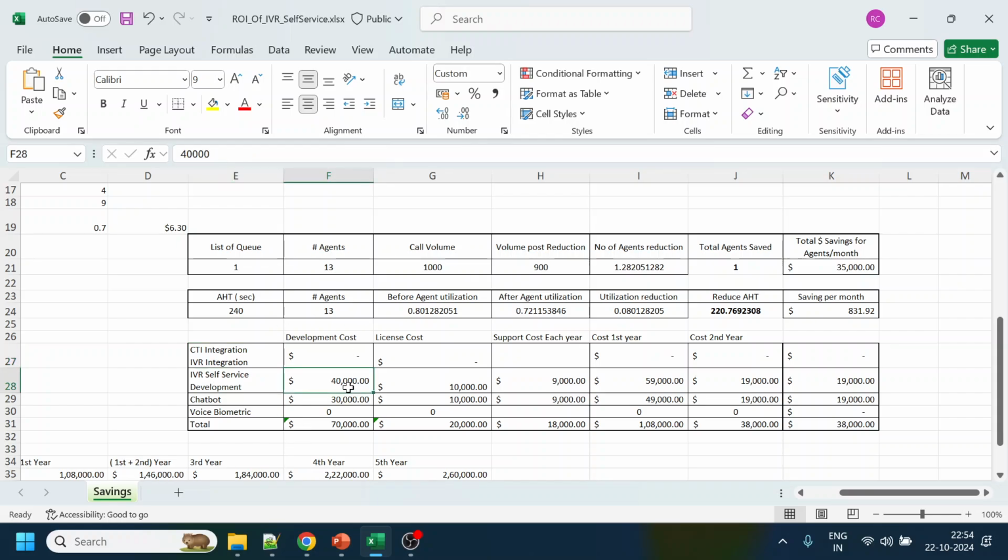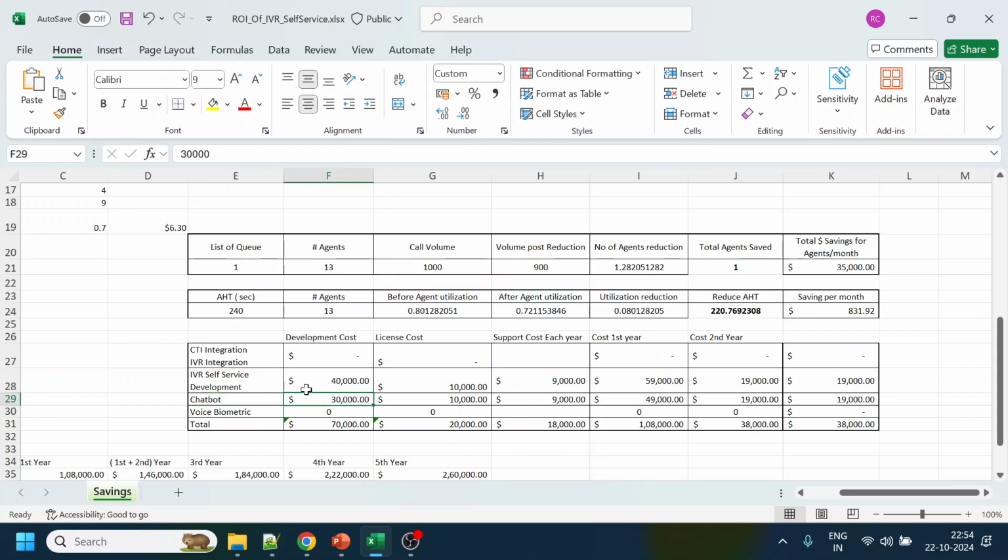So let's say there is a development cost of $40,000 for the IVR solution. Let's say we are considering very simple scenarios of account balance, ticket status, those kinds of information, right? Which deflects a very minimum of the calls. So 10% reduction is very minimum anyway in the market.